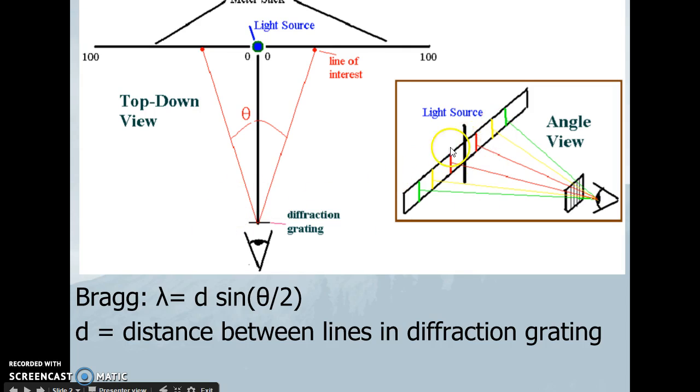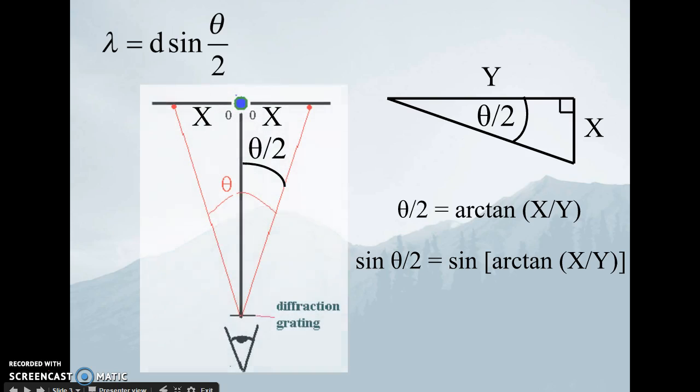The wavelength of that particular color of light is a function of d, which is the distance between the lines on the diffraction grating, so it's a constant. It's very easy to find, times the sine of theta over 2. And theta is the angle between the line on one side and the line on the other side. So theta is this whole angle. We are trying to calculate wavelength, and so we need to know what the sine of theta over 2 is. So we have some trigonometry we've got to deal with.